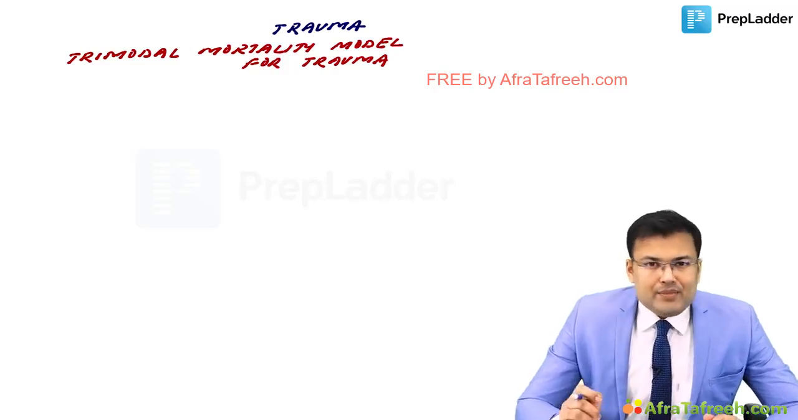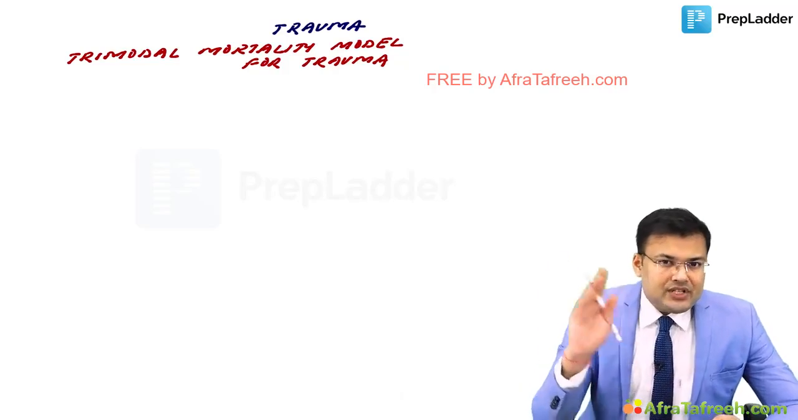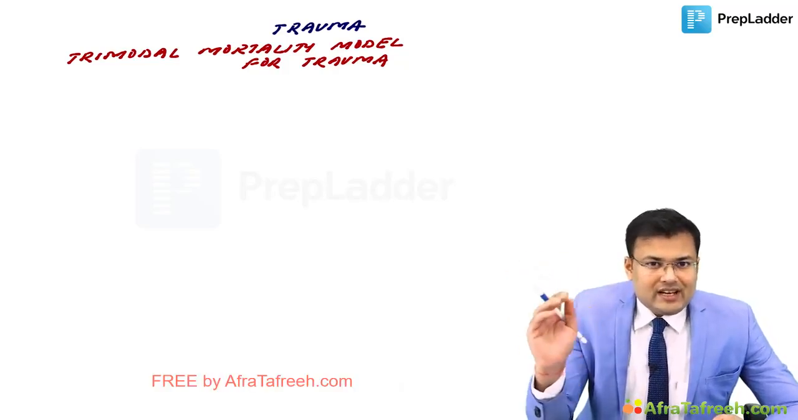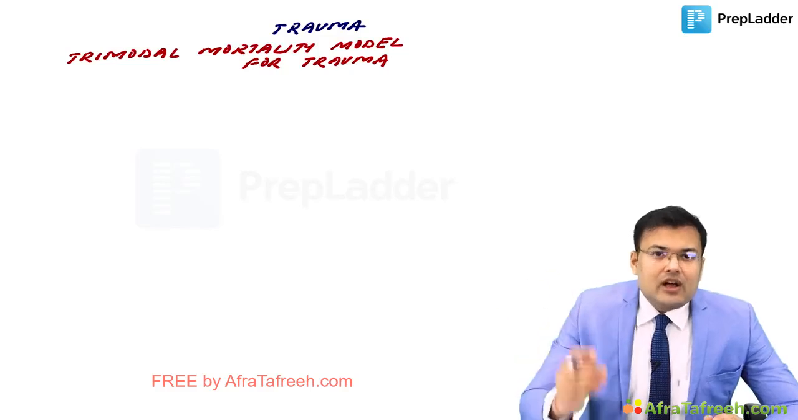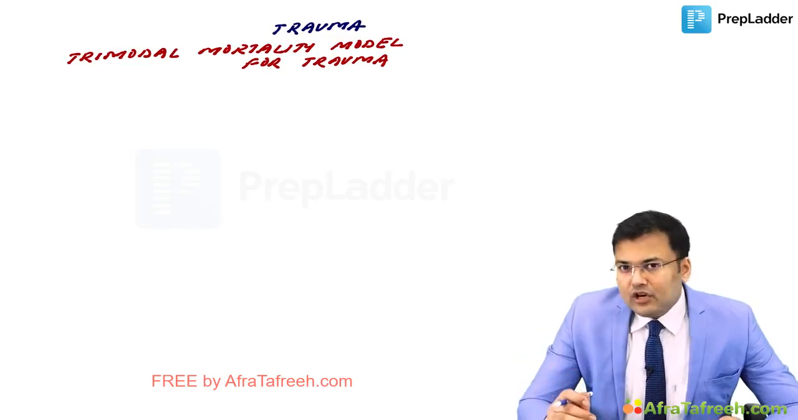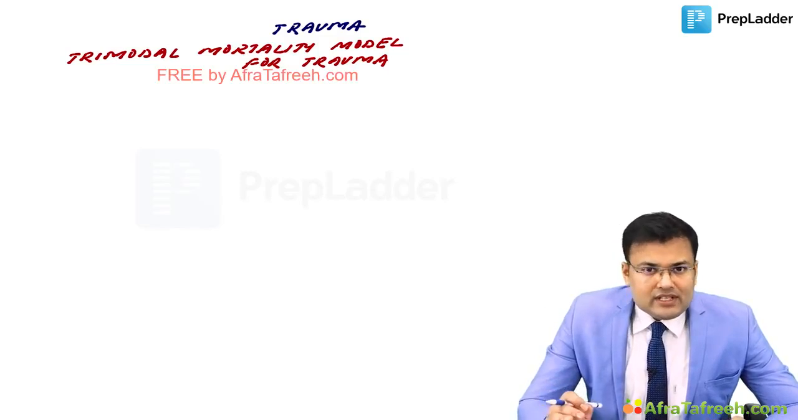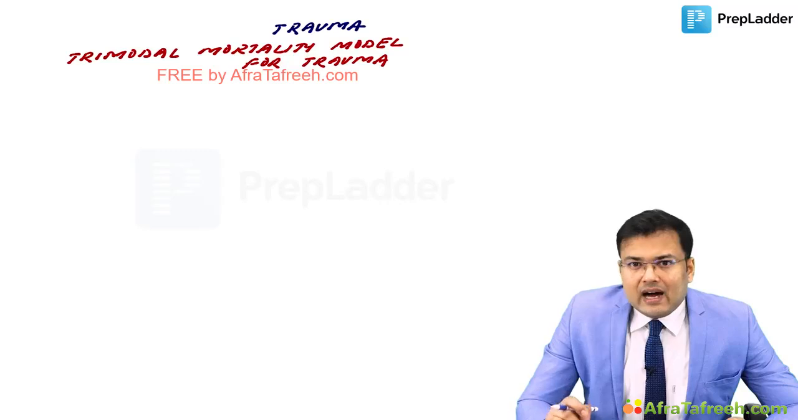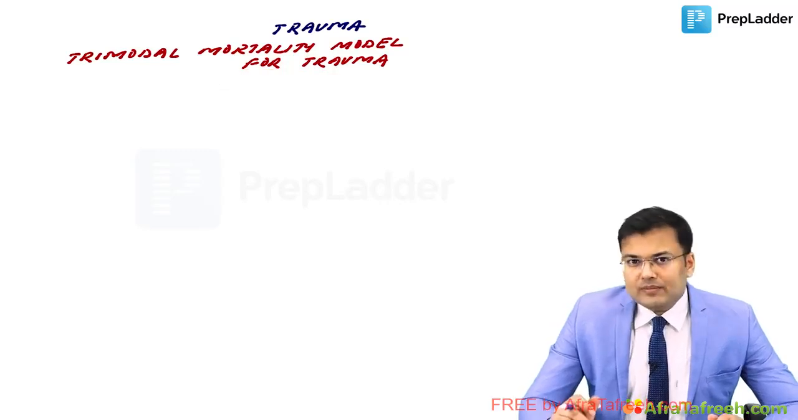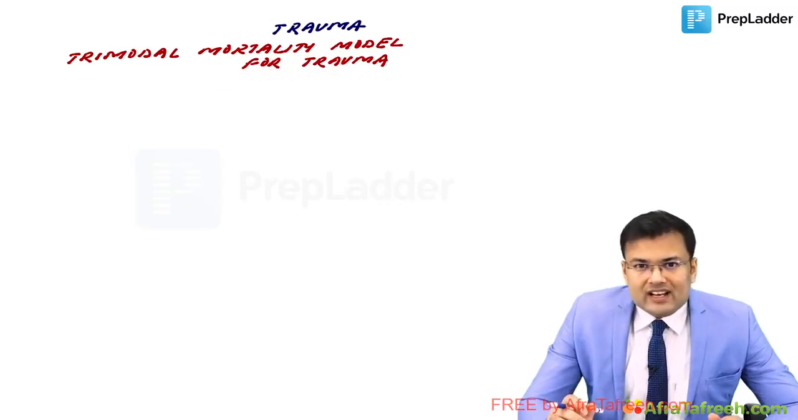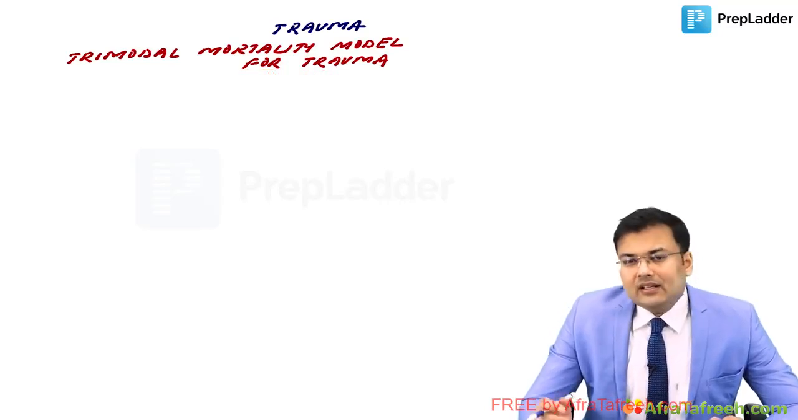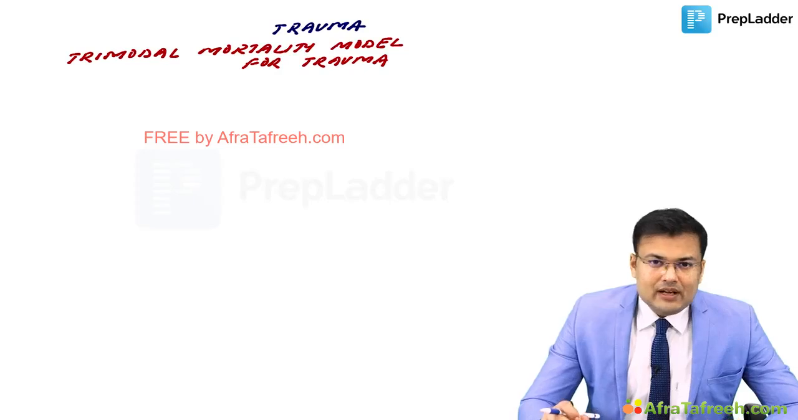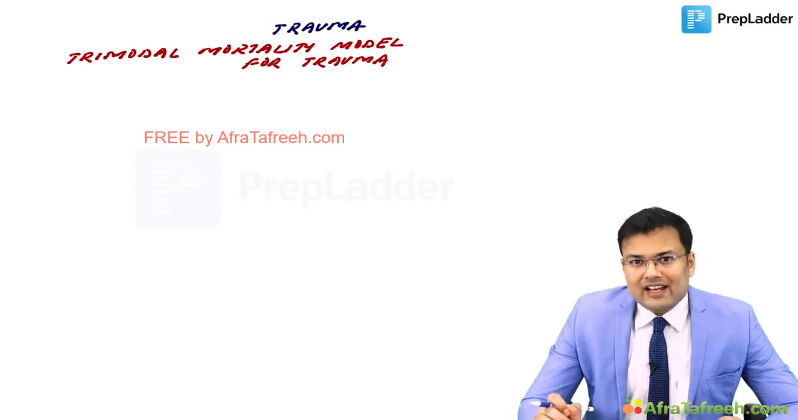So what do you mean by immediate death? Imagine a patient expired at the site of accident. So the patient is declared dead at the site of accident, or just after arrival into the hospital the patient expires. So this is immediate death. If death occurs within hours after arrival into hospital, this is included in early death. And if death occurs days or weeks after hospital admission, this is included in late death.